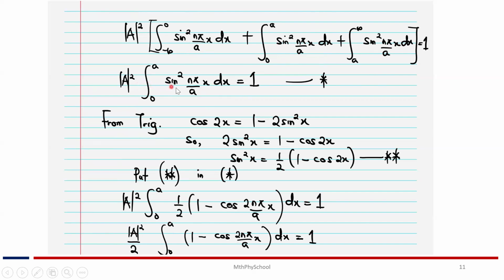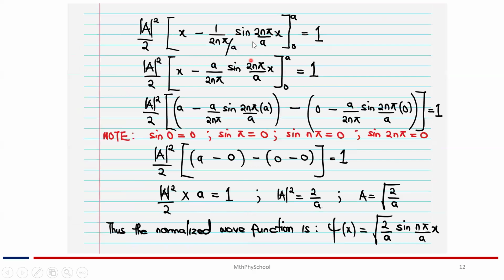So now we put this, and then we use our trigonometric identity that cos 2x is equal to 1 minus 2 sine square x. We make sine square the subject of the formula, and then substitute it into equation star as it is on the screen. When we make this substitution, we'll find out that 1 over 2 is present here and is independent of x, so we can factor it out, and then you have a squared over 2, the integral from 0 to a, and then you have this expression.